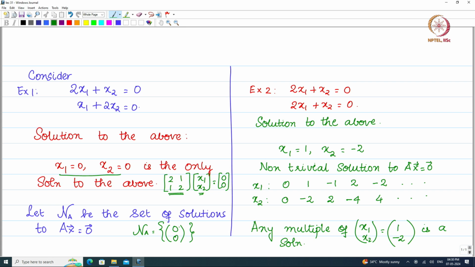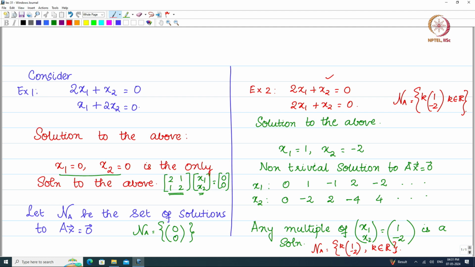On the other side, I am going to write NA again for the set of solutions here. This is nothing but scalar multiples, k times 1 minus 2, where k is real. This is basically the set of all possible solutions to this equation. That means NA is equal to k times 1 minus 2, k in R.